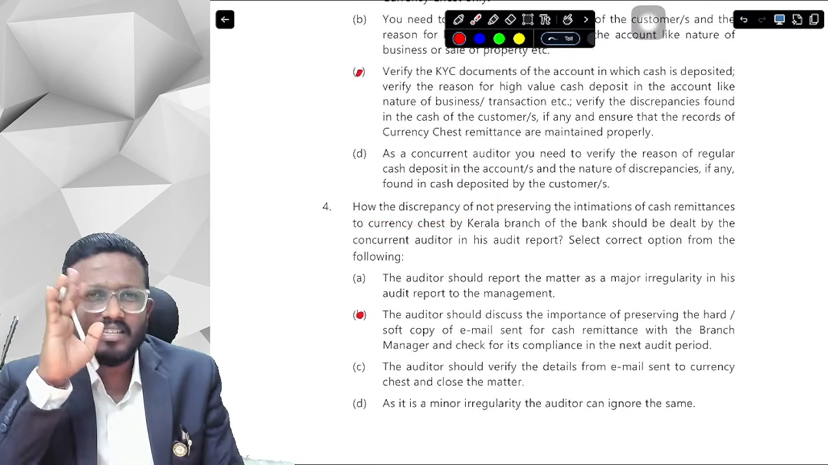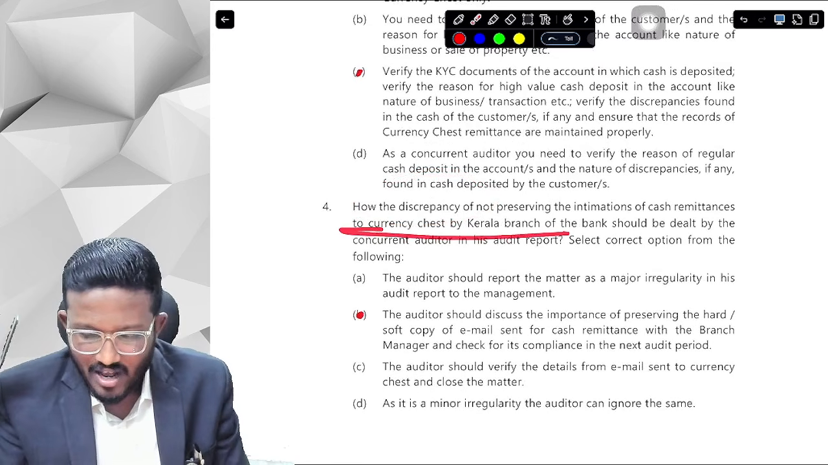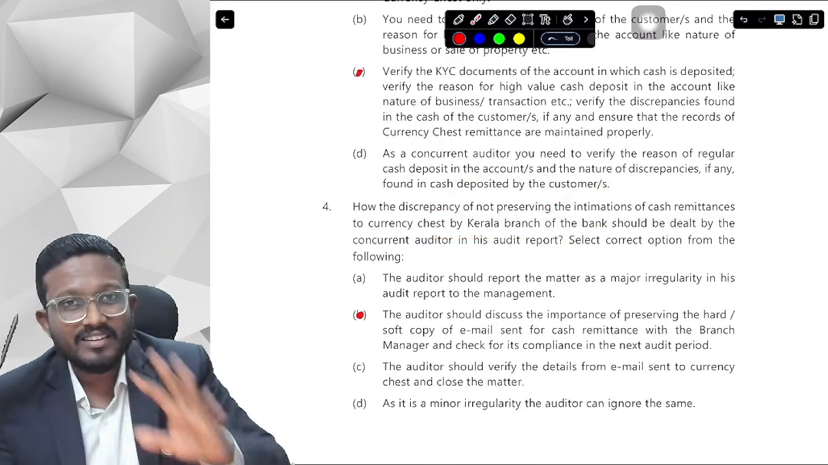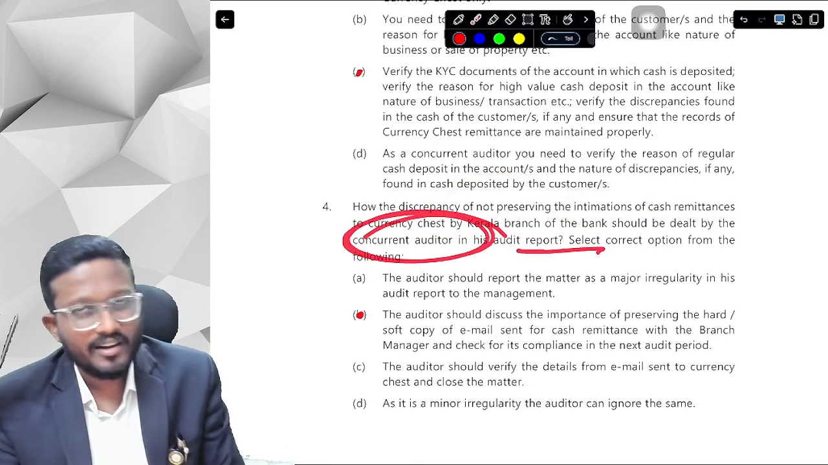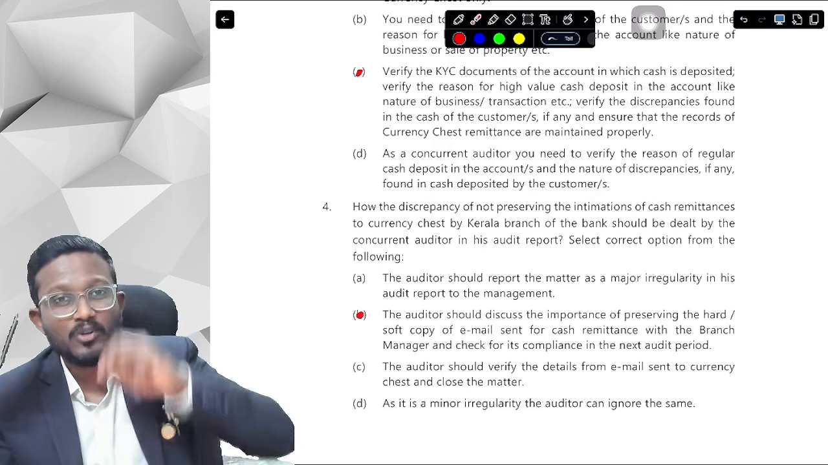Say there was a discrepancy that for the currency chest remittances that we made in the financial year, the intimation of the cash remittances was not preserved. Now how should this discrepancy be dealt with by the concurrent auditor? Should we modify our opinion because of this discrepancy? No sir, this is not a discrepancy that warrants modifying our opinion.